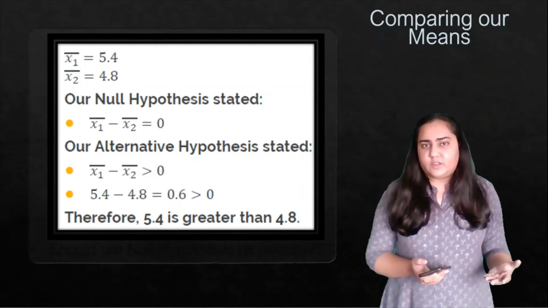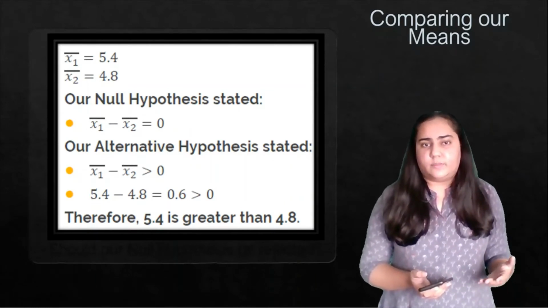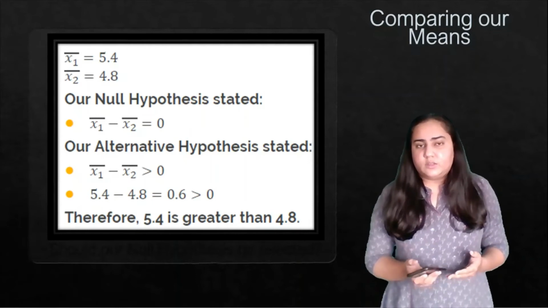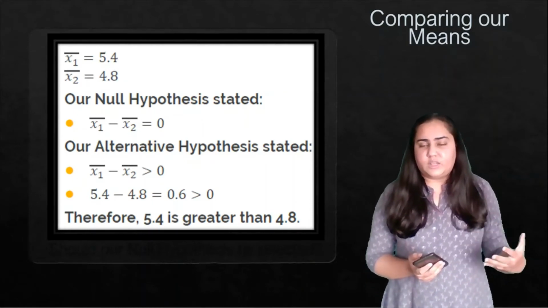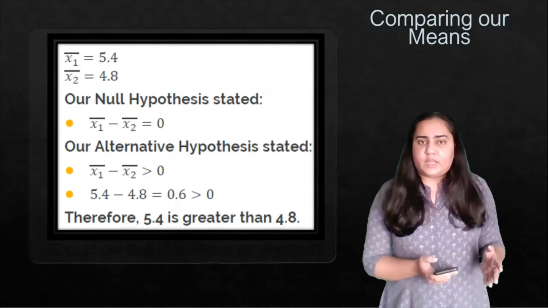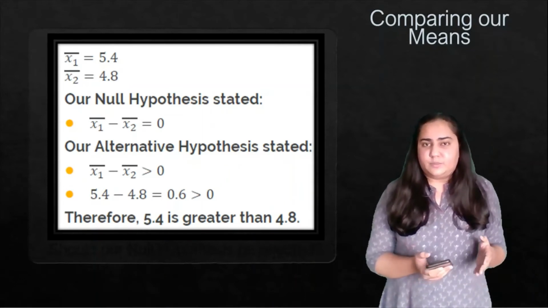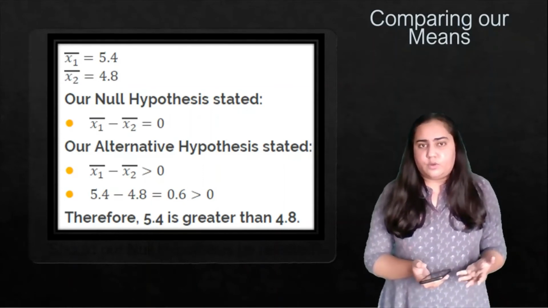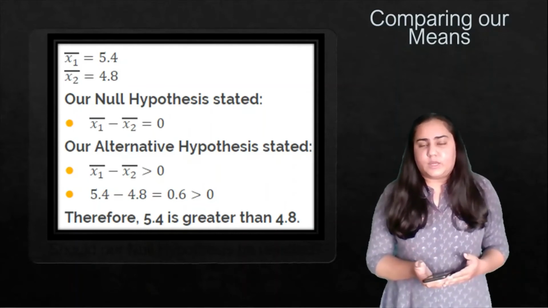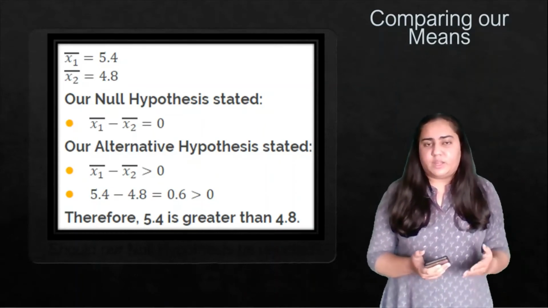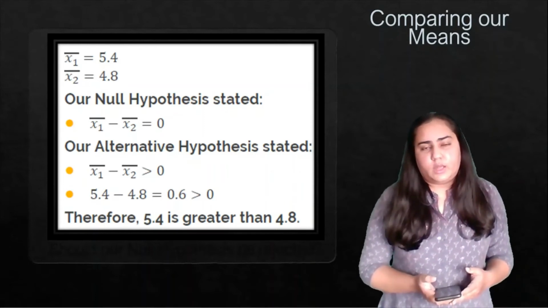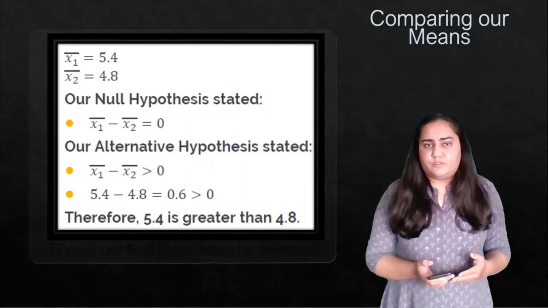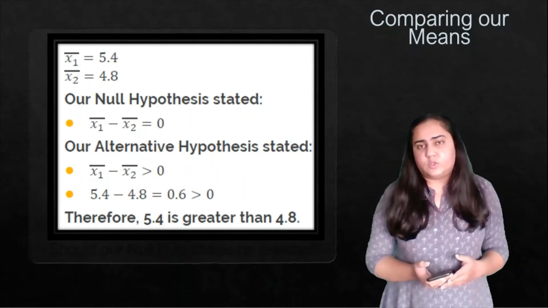Now, for the alternative hypothesis, it is stated that x̄1 minus x̄2 would be greater than 0, because we want to prove that when somebody takes the flu medication, the number of days for which they experience flu symptoms is reduced, which means the mean of the second group would be less than the mean of the first group. And that's why the difference, x̄1 minus x̄2, would be greater than 0. And which is true in our case. 5.4 is greater than 4.8, and 5.4 minus 4.8 gives us 0.6, which is greater than 0.